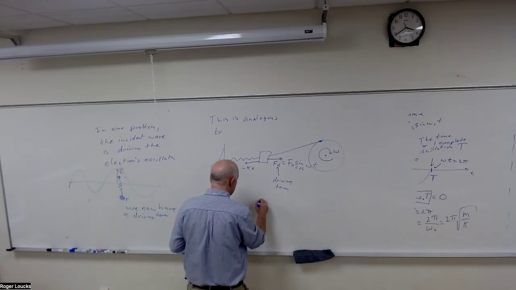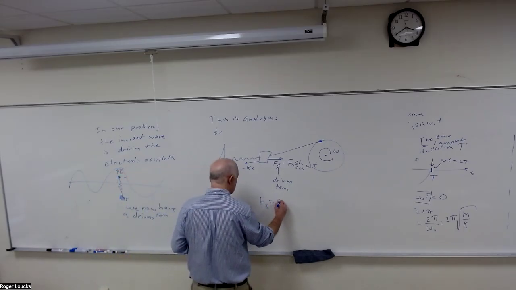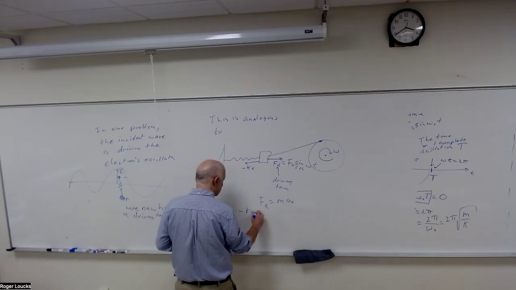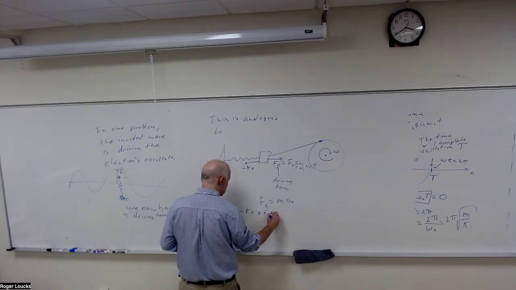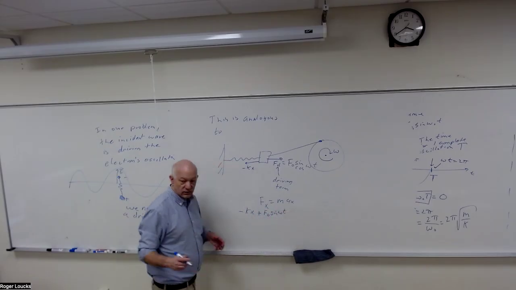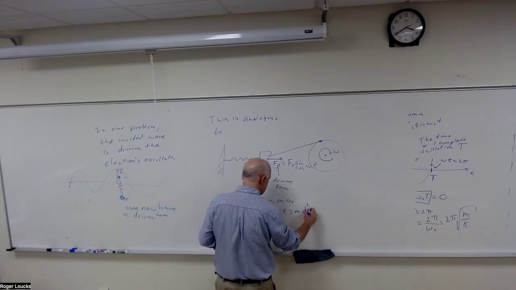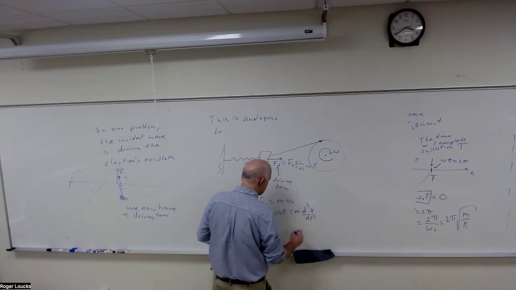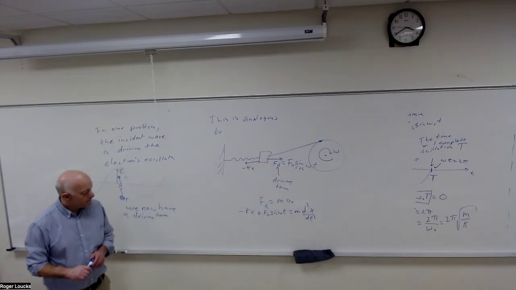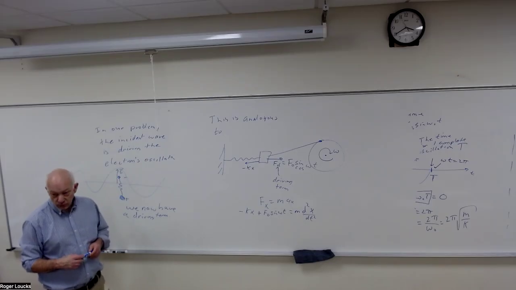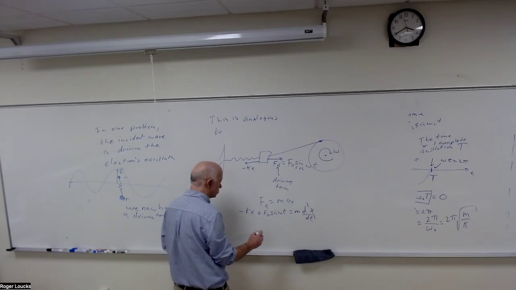Now I'm going to do my net force in the x direction. Minus kx plus F naught sine omega t equals m times the second derivative of x. Does that make sense? What kind of differential equation is this? Now a non-homogeneous differential equation. This is my non-homogeneous term.